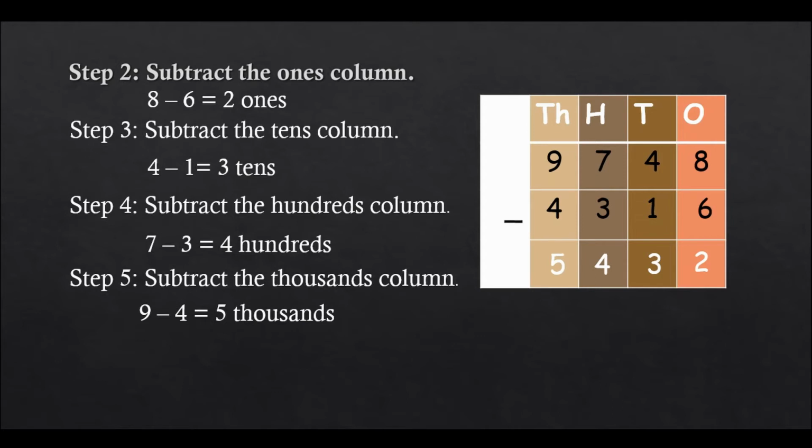Now our answer is 9748 minus 5316 is equal to 4432. In this method, the digit in every place of the subtrahend is smaller than the respective digit of the minuend. So, we didn't do any regrouping.